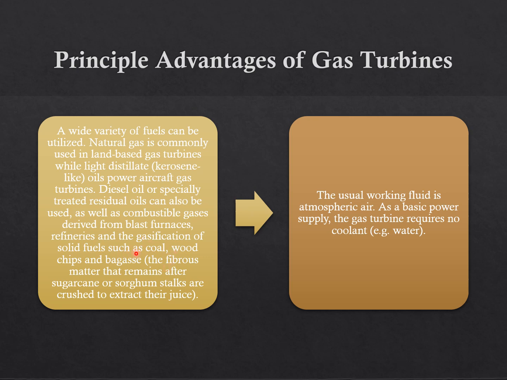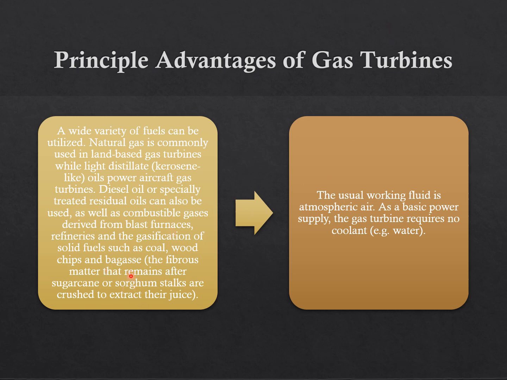And also solid fuels. You can get the gas out of these fuels. Solid fuels are your coal and your wood. If you burn your coal and wood, it goes through gasification, which is like turning solid into gas. So it's very convenient that these turbines can take in different types of fuel.